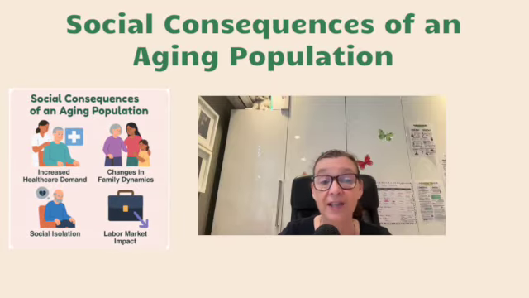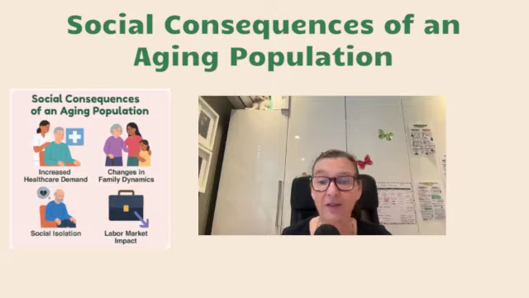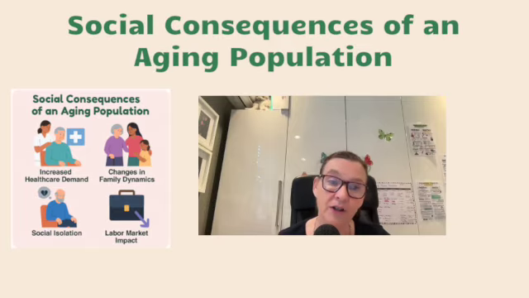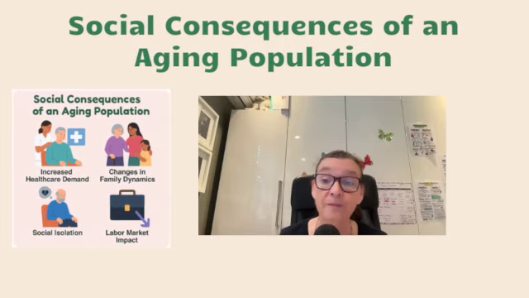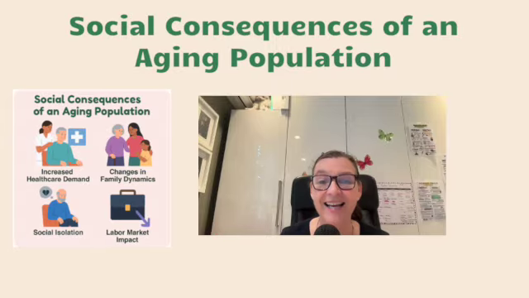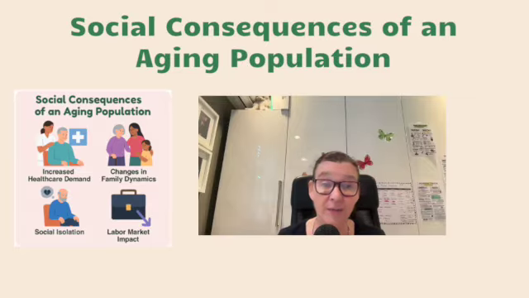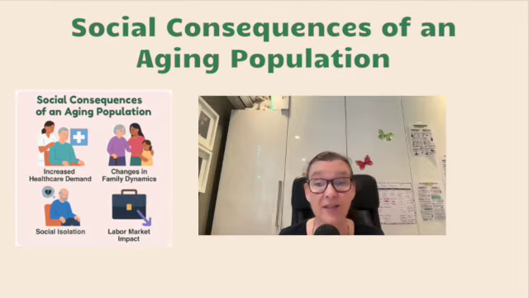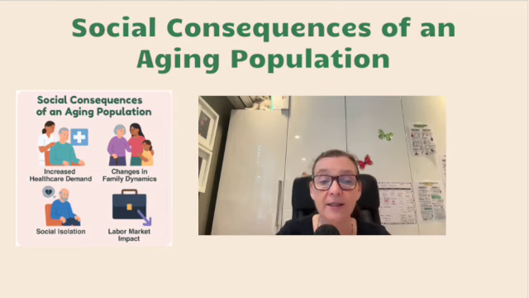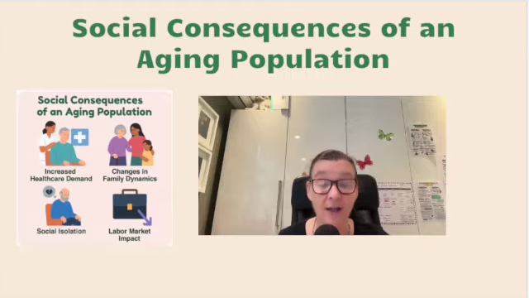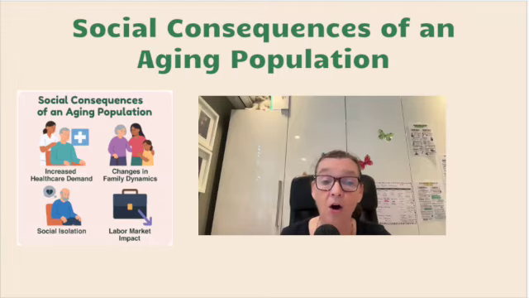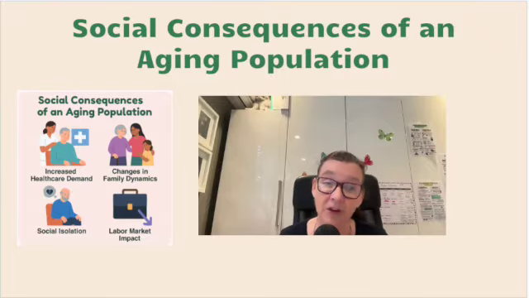And finally, aging population impacts the labor market. As large numbers of older adults retire, the workforce shrinks. This can create labor shortages in key industries and may push governments to adjust immigration policies, retirement age, or workforce participation incentives to fill the gaps. So basically, social consequences of aging population reshape our healthcare systems, our family roles, social structures, and workforce dynamics, all of which influence how societies function in the long run.